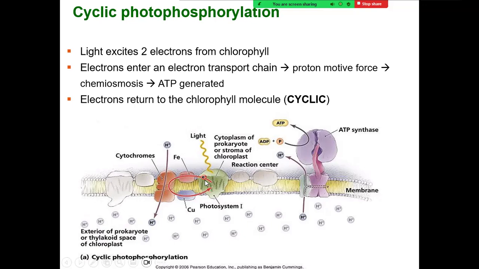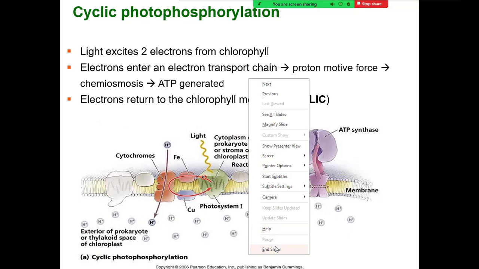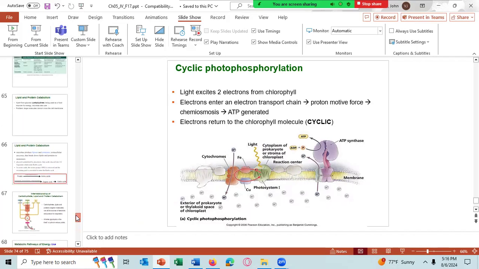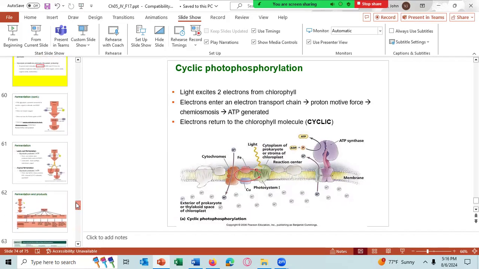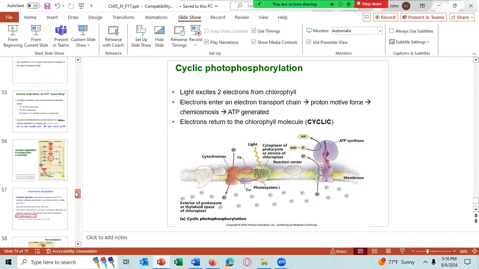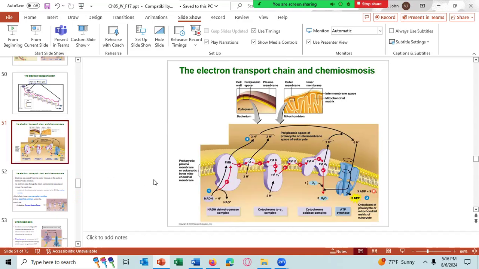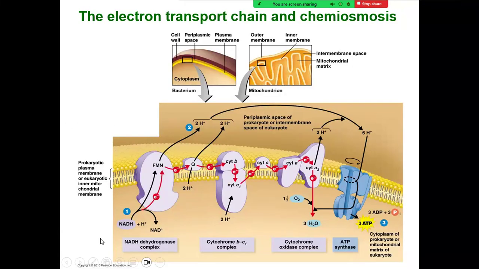This should be familiar to you because it's very similar to the electron transport chain of aerobic respiration. Let me see if I can get the graph here. There it is. So here's the electron transport chain of aerobic respiration. Let me blow that up so you can see it a little better. And the electrons are moving through the proteins in a membrane, and they're giving some of the proteins the energy they need to move the hydrogen ions from this side of the membrane to that side of the membrane.